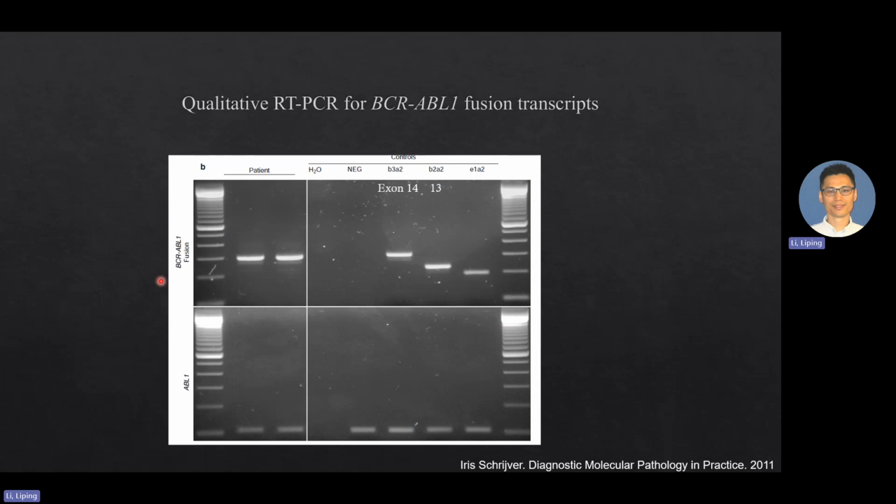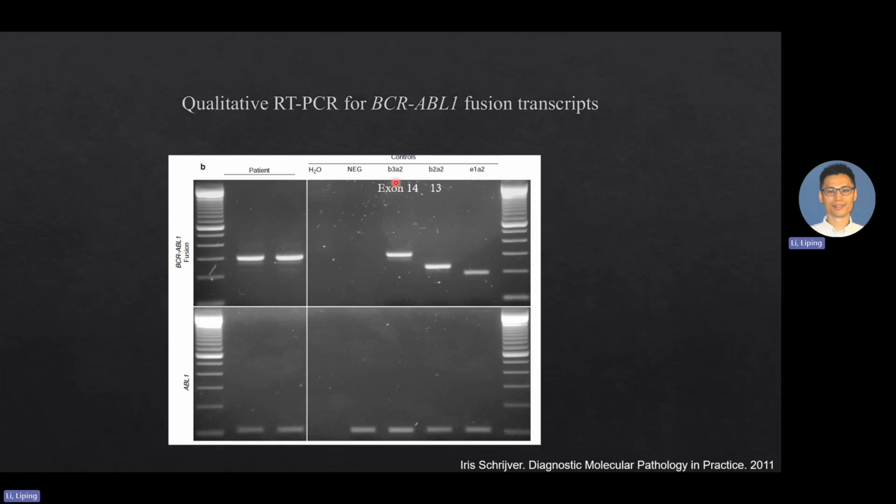Then let's see one of the methods to detect this BCR-ABL fusion. This is a quantitative RT-PCR. So let's read the controls first. Every time we see a test, we need to read the controls. Starting from the left, water control, that means you just add water, no template. So we should not see any band here. If we see any band, the whole test is invalid, because that means we have some contamination. And then the negative control here. We can see one band, but not here.